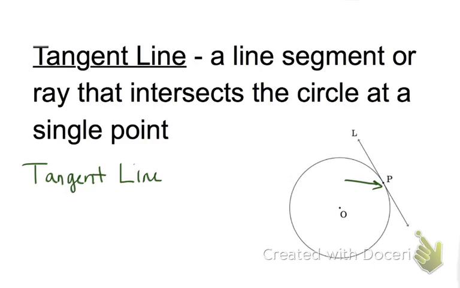is using the two letters we have here, L and P. So I would name it line LP, and to show that it's a line, I'm going to show the segment with the double arrows on top of it. So again, a tangent line only touches the circle at one point.